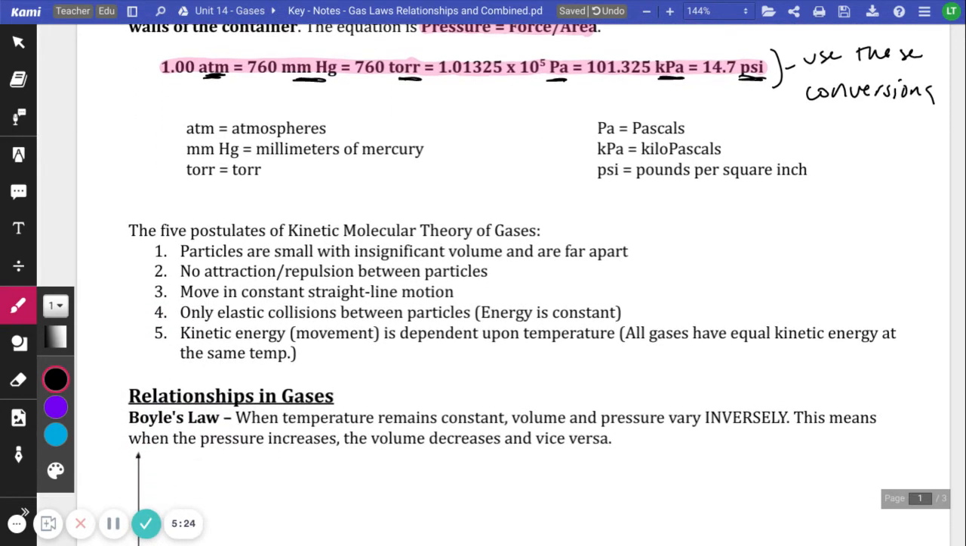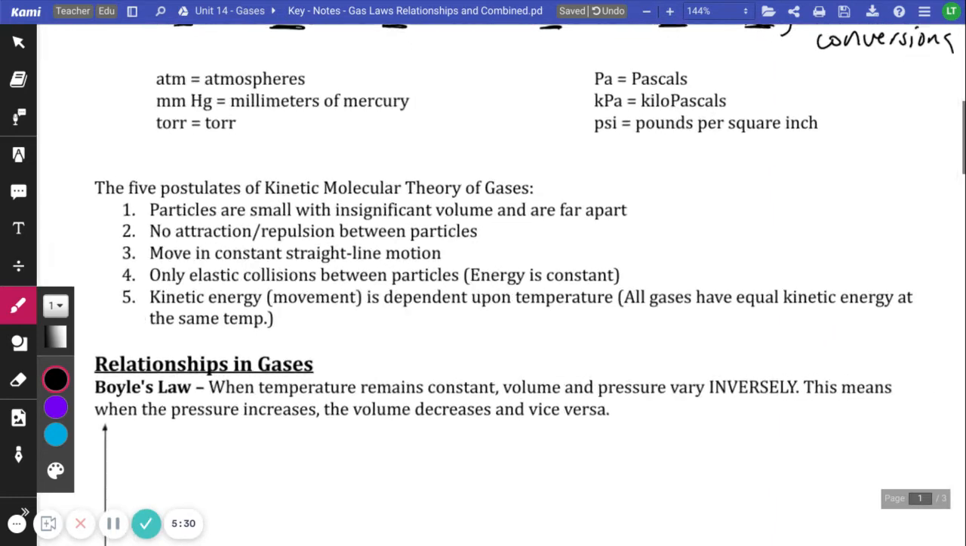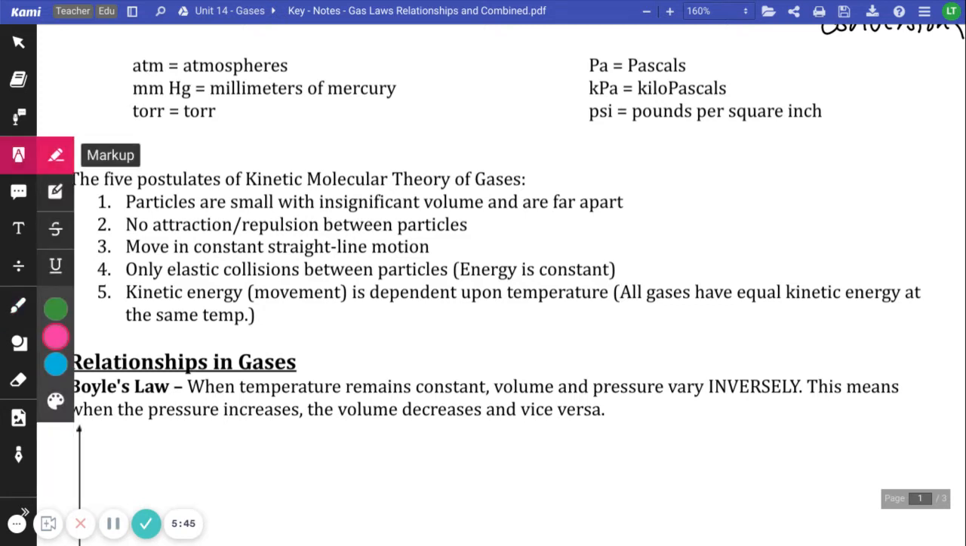One more thing we're going to talk about before we jump into the gas law relationships is how gases actually behave. We talked about this a little bit in the KMT solutions unit, but since this unit is all about gases, we're going to have a quick refresh. Basically, there are 5 postulates of the way that gases behave. The first one is that gas particles are so small that we say they have insignificant volume, and they are extremely far apart.